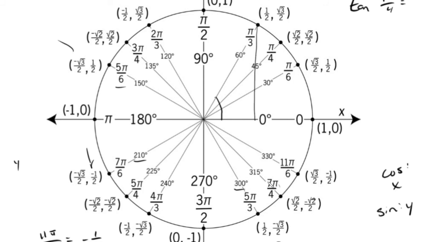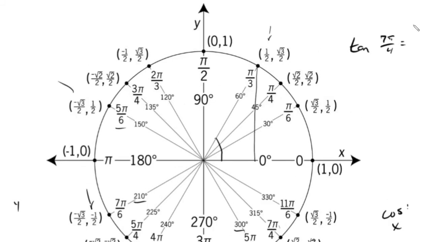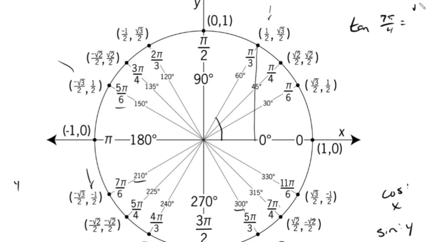7 pi over 4 is down here. Tangent is sine over cosine, so y over x. So that would look like this. Y over x would be the square root of 2 over 2 divided by, actually negative, square root of 2 over 2. It's the y value over the x value. So that is going to be just negative 1. Check that out, because anything divided by itself is 1, and there's the negative sign attached. This is how you use the unit circle.